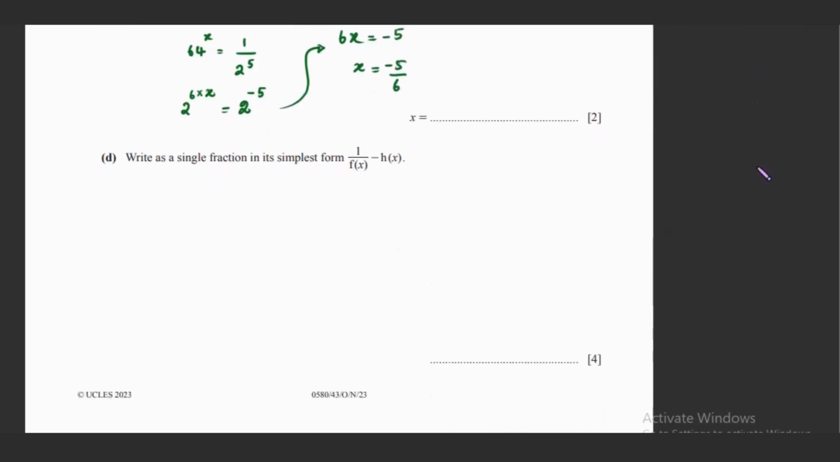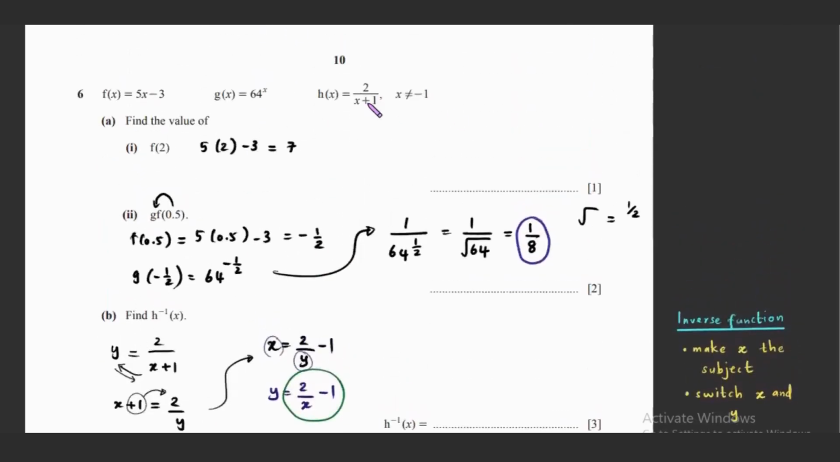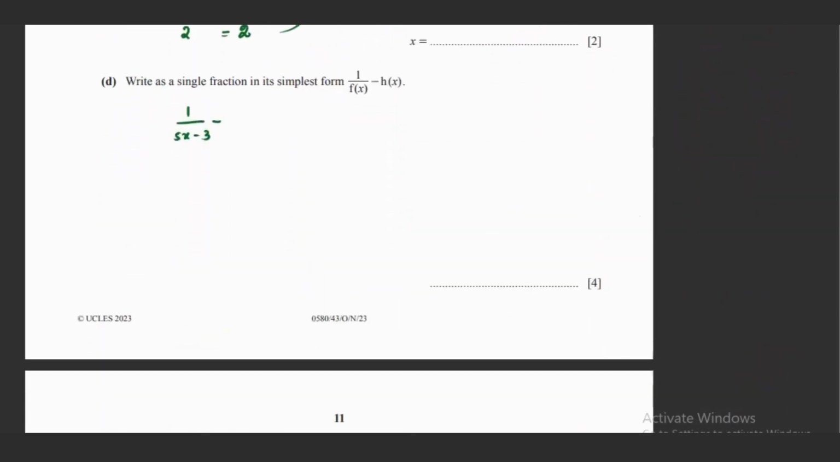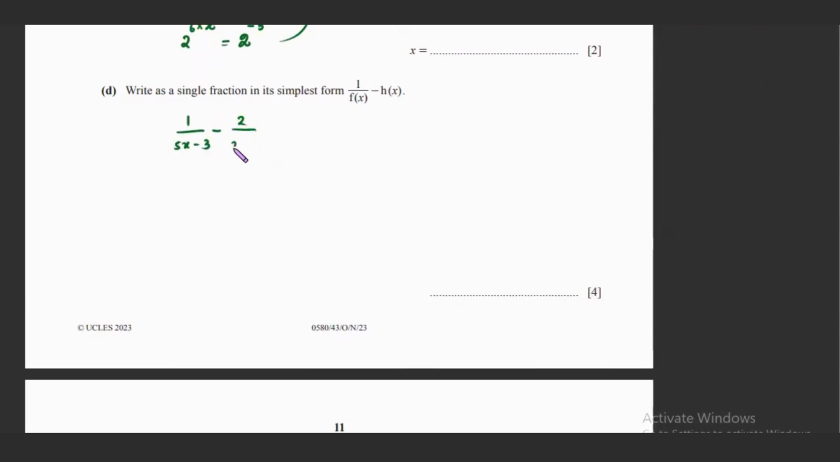The next part of the question, question D. Write as a single fraction in its simplest form 1 over f of x minus h of x. So f of x function is known to us, which is 5x minus 3. So I can write it like that. h of x function is also known to us. So in the question, h of x function is 2 over x plus 1. So I'm going to write that here, 2 over x plus 1. And now I need to solve this.